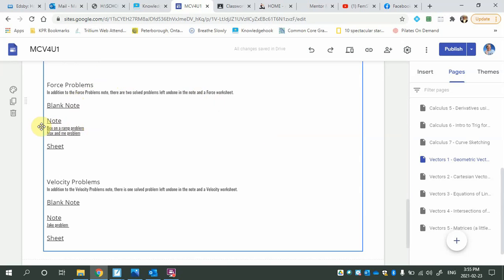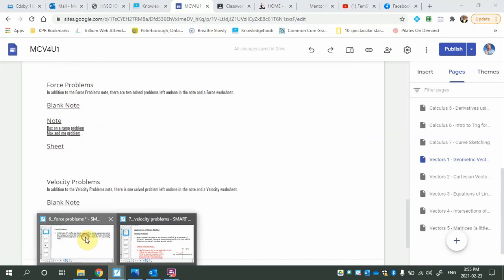And I'm going to tell you right away that I am not doing two of the questions. The solutions are here, so you can refer to them later. If you want to try them yourselves, you then have a solution for it. And they are in the blank note, and they aren't in the note. The solutions, like I said, are there. So let's look at force problems.